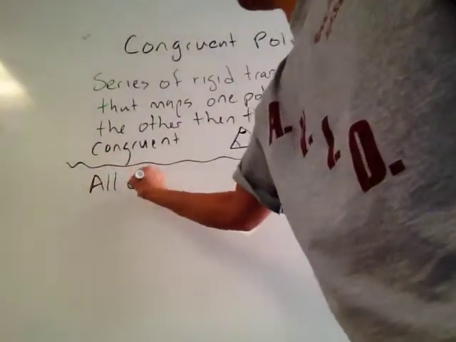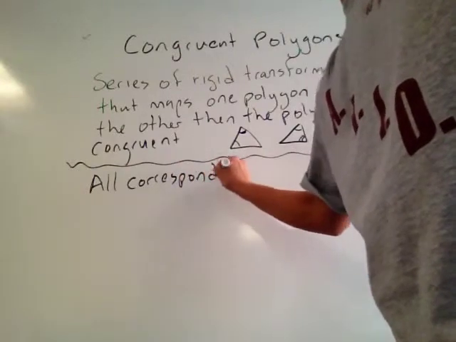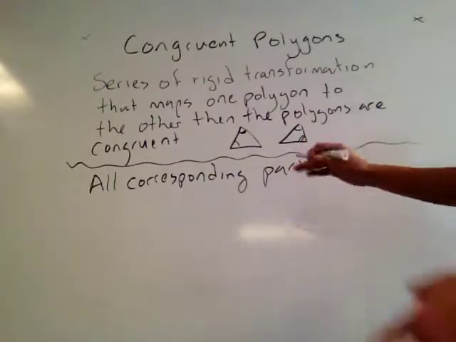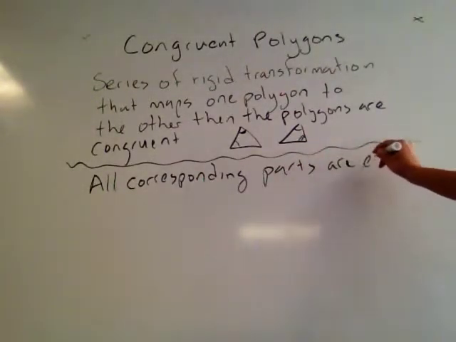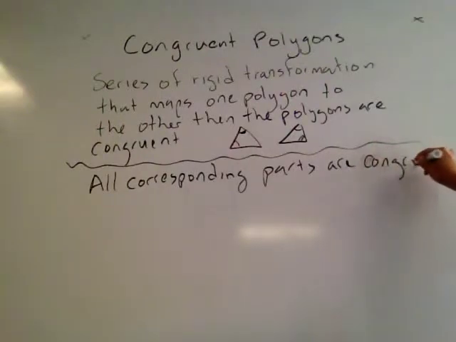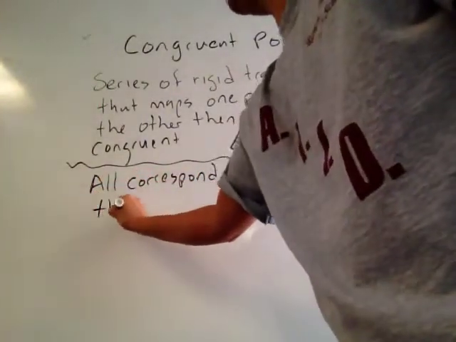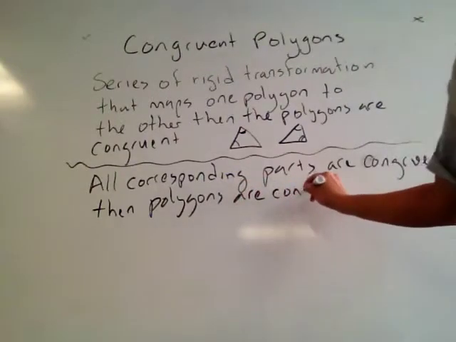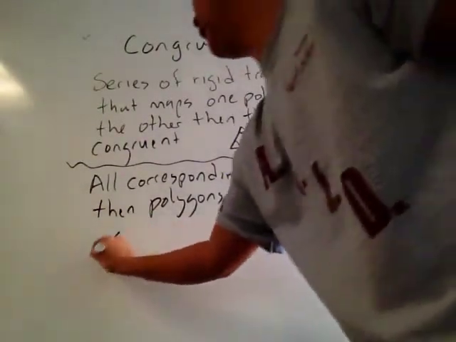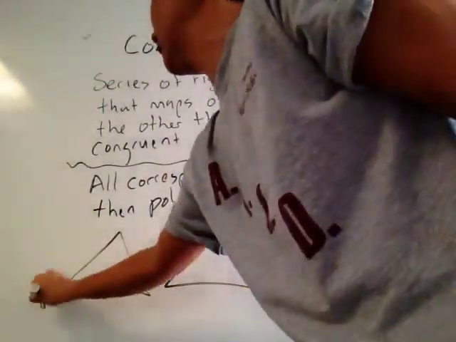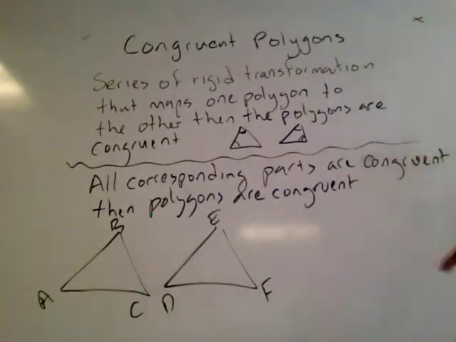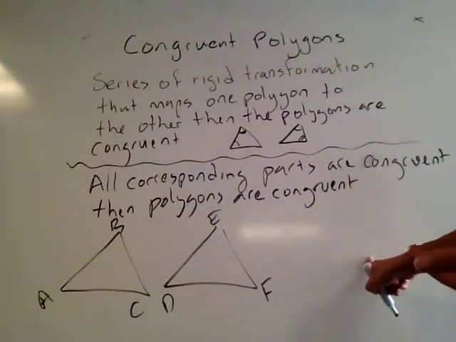So all corresponding parts of any polygon, so if I can show all of them match up, or all of them are equal, so all corresponding parts are congruent, then the two polygons are congruent. Okay, so for example, if I have two shapes like this, I have two triangles, let's call it A, B, C, D, E, F. So if I can show that all of these parts are congruent, then I can make this conclusion that the two triangles are congruent.